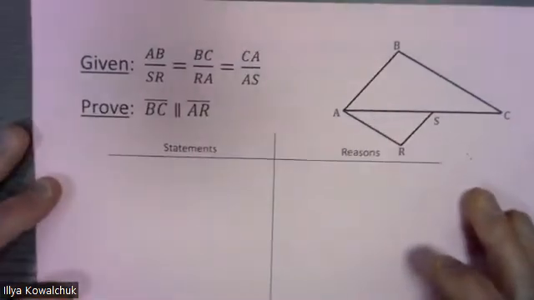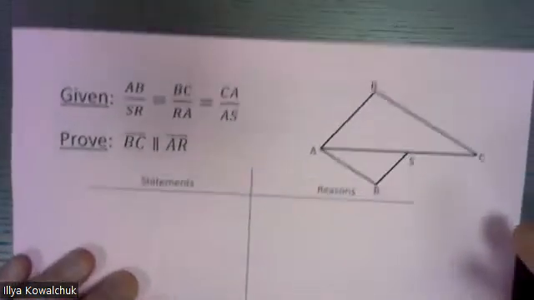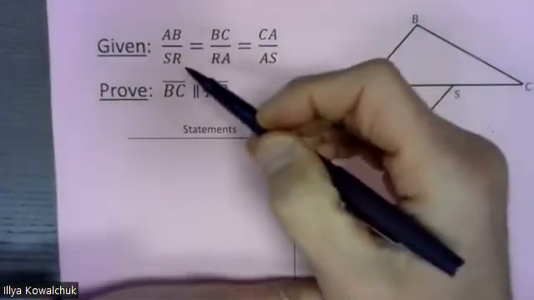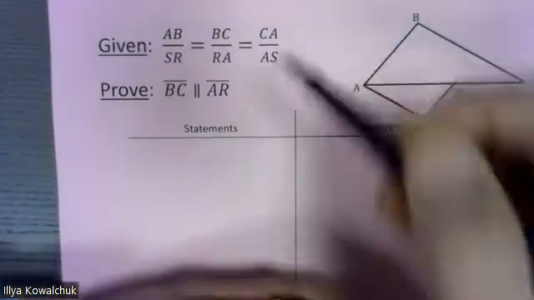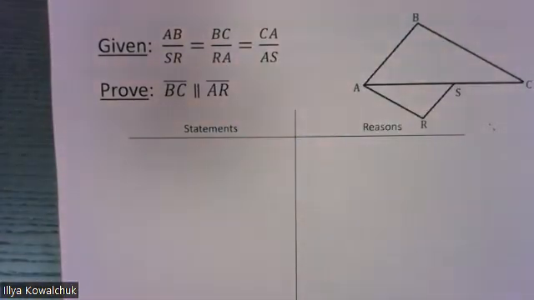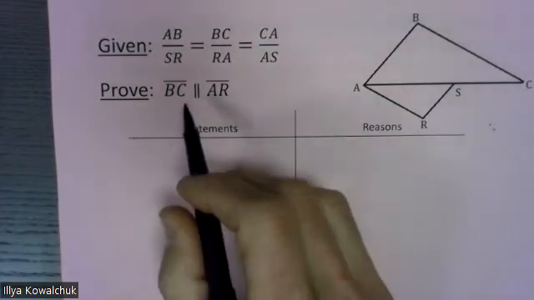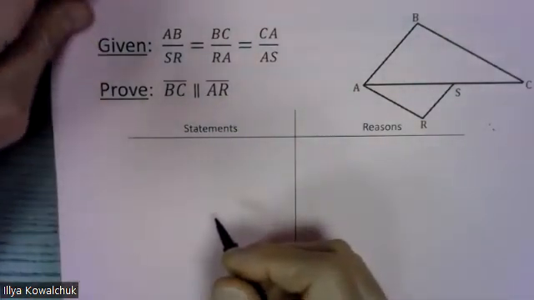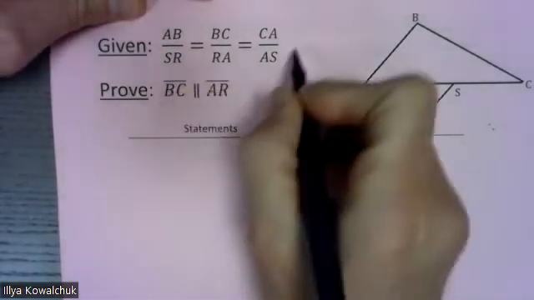Okay. All right. So now we have two more proofs that we're going to do. All right. So we've got AB is to SR as BC is to RA as CA is to AS. So they're in proportion to each other. And what we're trying to do is prove that BC is parallel to AR. So this is a given.